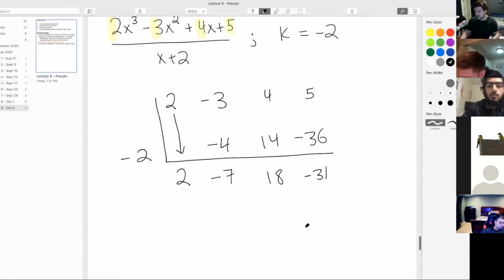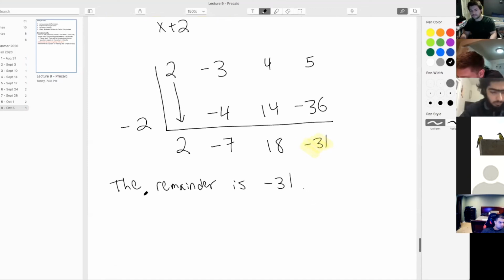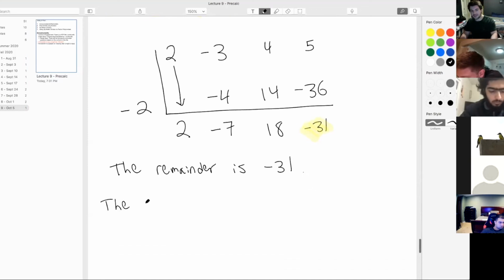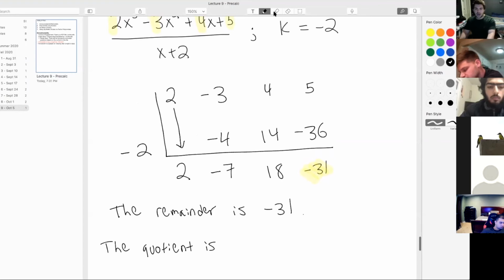All right, so we are done. So first of all, the remainder is just that last number in the row. So the remainder is this final number. So it's -31. Okay, and the quotient is, so the other numbers that are in the row are the coefficients of your quotient.